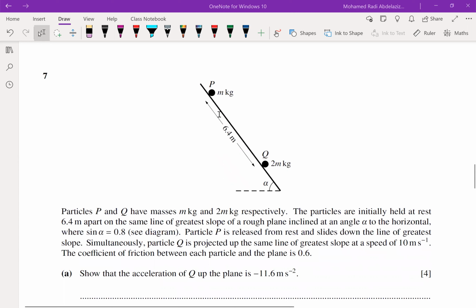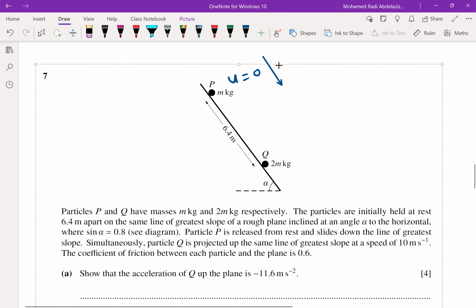Particles P and Q have mass m and 2m. The particles are initially held at rest 6.4 apart on the same line of greatest slope on our plane. We have a friction force. The incline makes an angle alpha with the horizontal. Sine alpha is given, so you can find the exact value of cosine alpha. Particle P is released from rest, so the initial velocity will be 0, and slides down, so the direction of motion is down for particle P.